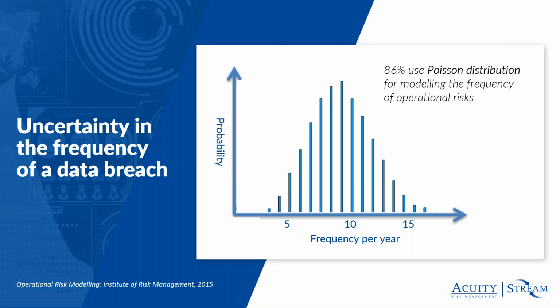Similarly, there's uncertainty in the frequency of a data breach. So we might think that on average in the next year we'll have 10 malware incidents, for example, but there could be fewer and there could be more. And again, the same survey showed that 86% of respondents use a Poisson distribution, which is this type of distribution, for modeling the frequency of operational risks. So this is a way of reflecting uncertainty in both the cost and the frequency of cyber breaches.